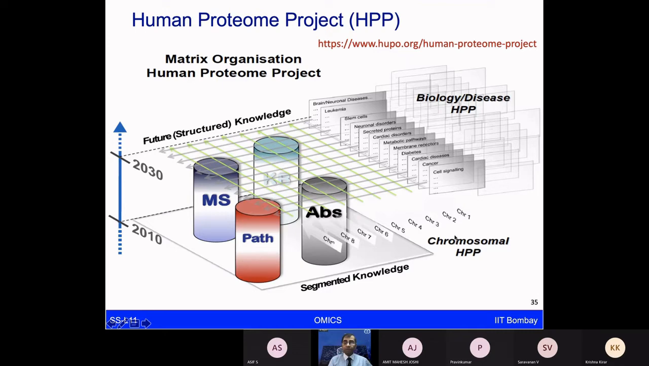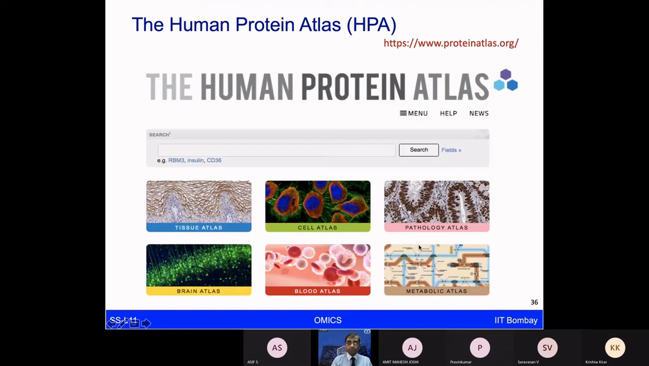And then, as I mentioned, there are different chromosomes. For every chromosome, a different country is involved to look at all the proteins belonging to that chromosome. And there are different teams working on biology and disease-driven human proteome projects. So these are different ways of looking at the bigger picture of human physiology and the human proteome. We just recently published a paper on the high stringency blueprint of the human proteome from HUPO, which is a 90.5% representation of the human proteome.